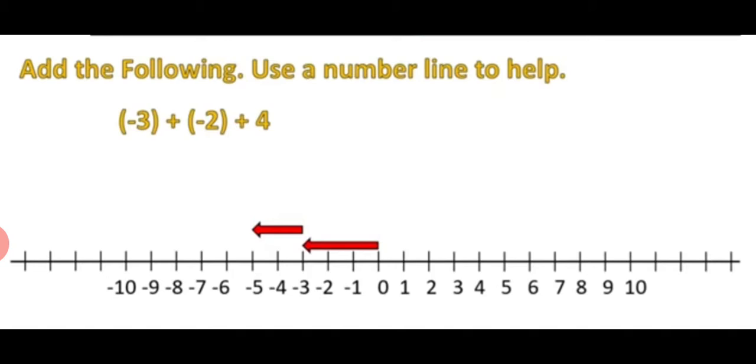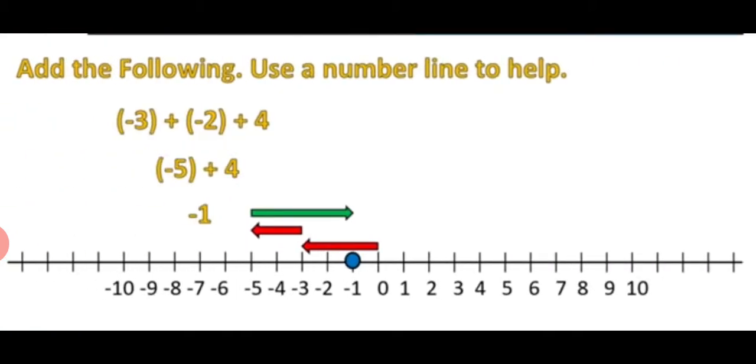That means we shall have to move on the right side. As you can see, the green arrow indicates it. From -5 we shall move towards the right side up to 4 units and got the result -1.